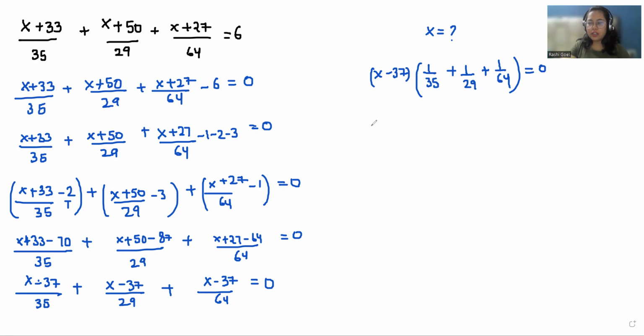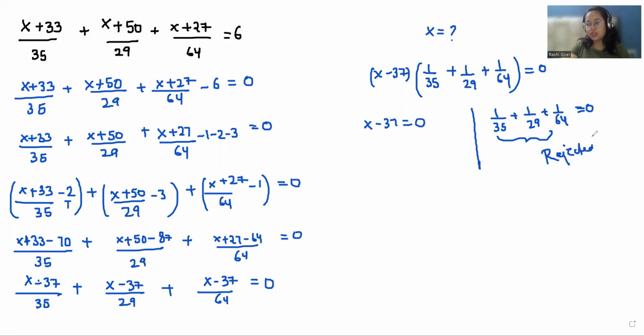Now we have two factors. So case 1, when x minus 37 is equal to 0. And case 2, when 1 divided by 35 plus 1 divided by 29 plus 1 by 64 is equal to 0. As we know, this is a fractional part and so it can never be 0. So we are going to reject this case. So x minus 37 is equal to 0. So I'm going to add 37 to both sides. So the value of x is 37.